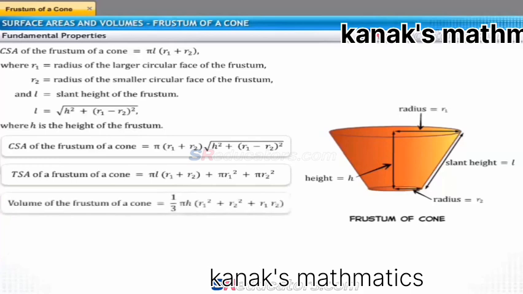The formula for volume of the frustum of a cone is (1/3) π h (R1² + R2² + R1 R2), where R1 and R2 are the radii of the larger and the smaller circular faces of the frustum respectively, and h is the height of the frustum.